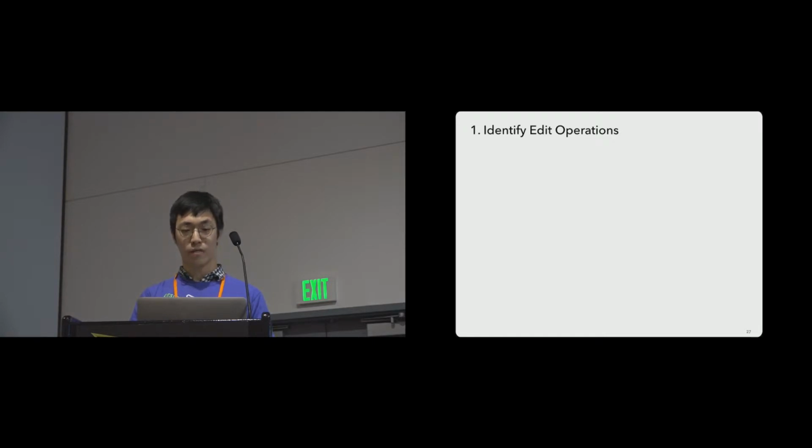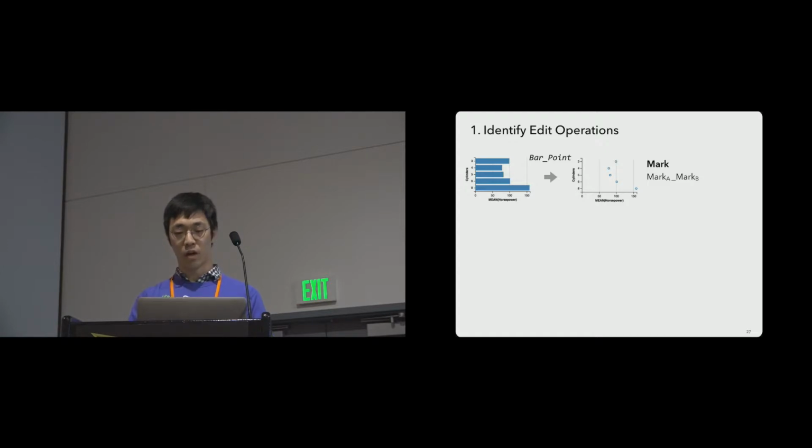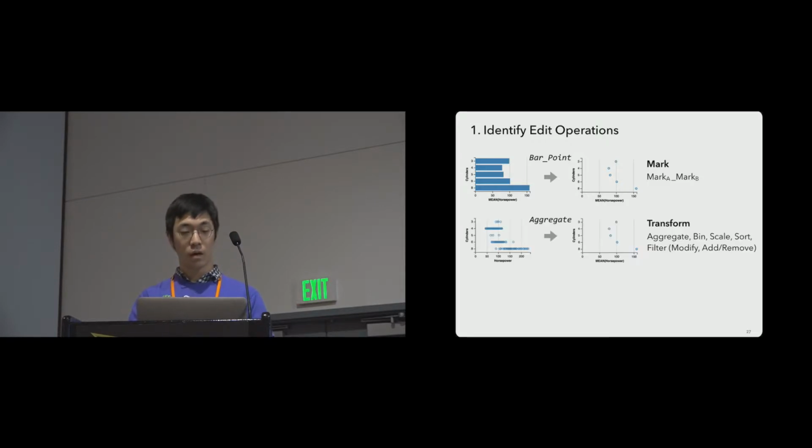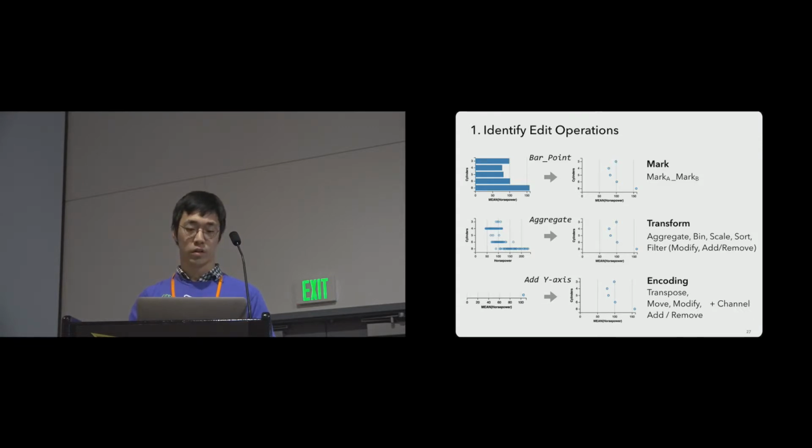First, we started by identifying atomic edit operations that can express any transitions when combined. Then we categorize them into 3 groups. The first category is mark operations that change graphic objects like bar, point, area, line. Here, a mark operation changes a bar chart to a point chart. A second one is transform operations such as log scale, sorting, or filtering. Aggregation is also a transform edit operation. The third one is encoding operations, which change a visual encoding variable, such as x, y, color, shape, and size.